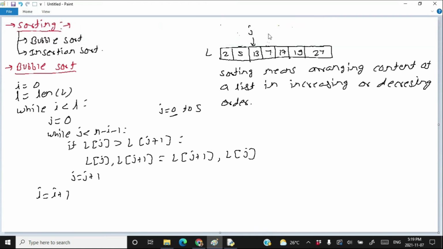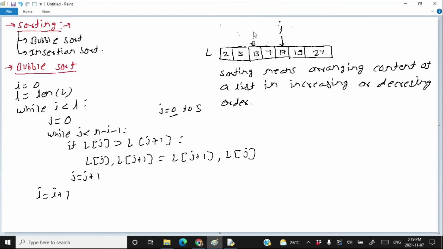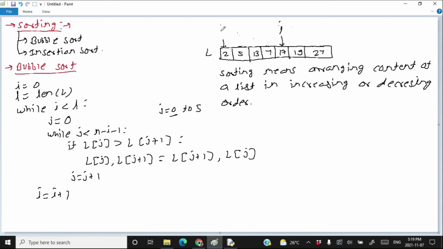Value of i goes to 1, and value of j is again set to 0. Can you tell me what will be the range of j now? j will start from 0 and go up to 7 minus 4 minus 1, which means it will go from 0 to 2, and of course it will not execute for 2. Ultimately it will go from 0 to 1.